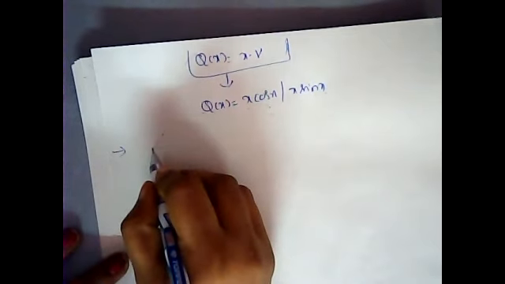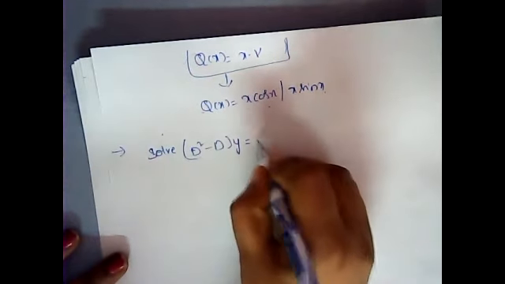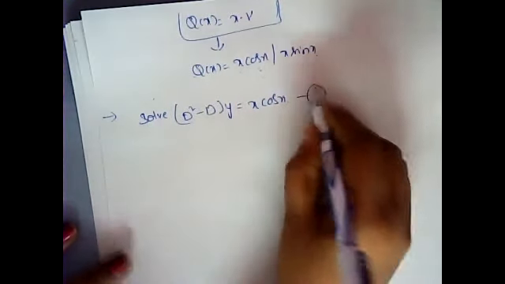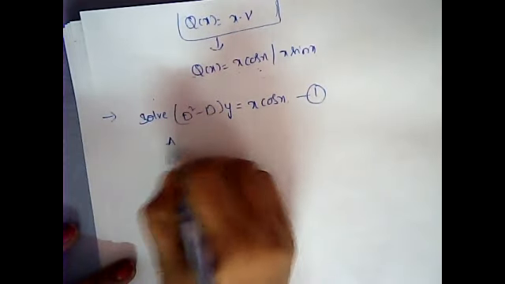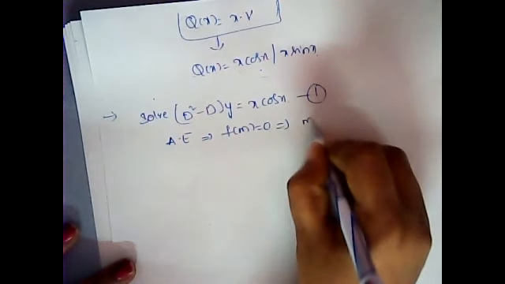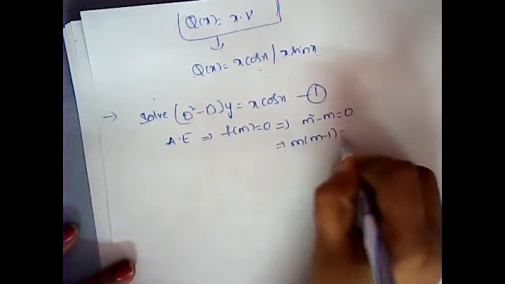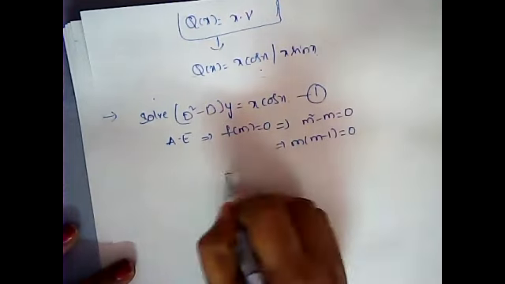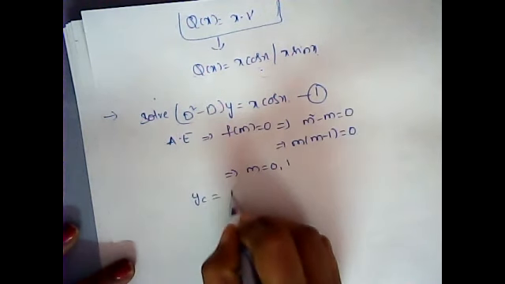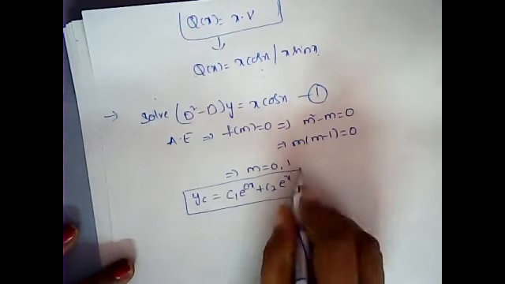So let me go with the problem: solve (D squared minus D) whole into y is equal to x cos x here. Okay, now how we need to solve this one? Let me take it as equation 1 here. So what is the auxiliary equation? Auxiliary equation is f of m is equal to 0. So which is m squared minus m is equal to 0. So taking m as common, I'll be getting m into (m minus 1) equals 0. So equating it to 0, I'll be getting here m is equal to 0, 1. So therefore yc will be c1 e power 0x plus c2 e power x here. Okay. So this is the required yc.